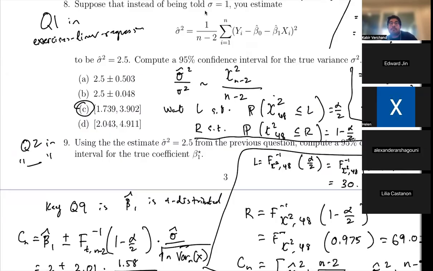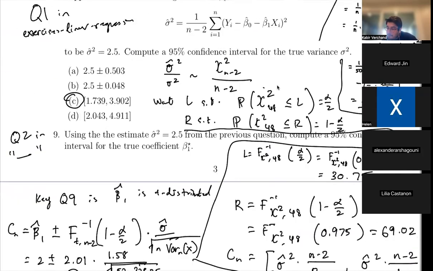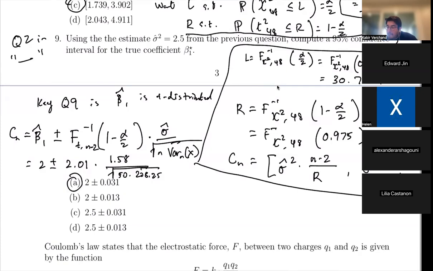Okay. So, like for question 9, if we're given sigma hat squared, we just take the square root of that to get sigma hat and use that. Okay.